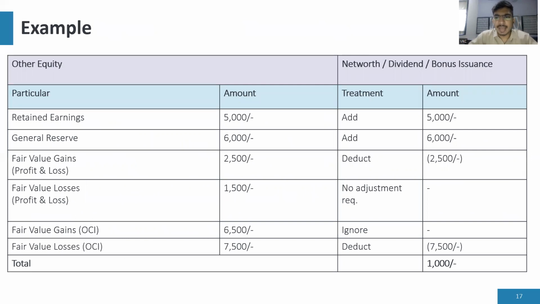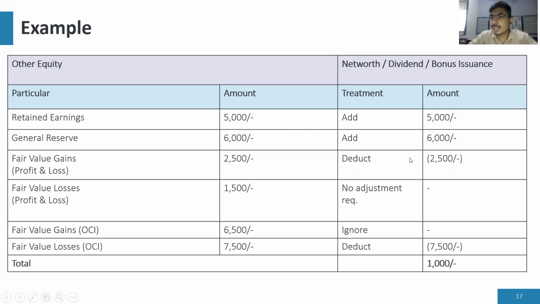I would just take a simple example to consider it. As I said, for all three, net worth, dividend, and bonus issuance, the stand remains the same. See, take a simple example. You had retained earnings of 5,000 and general reserve of 6,000 rupees. There were fair valuation gains of 2,500 and fair valuation losses of 1,500. So basically, these 11,000 include these two, but they have been taken separately just for understanding purposes. Now, what would be the treatment? Retained earnings you would add, general reserve you would add. Then you would see the fair valuation gains.